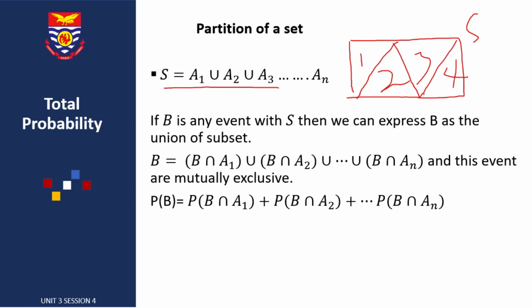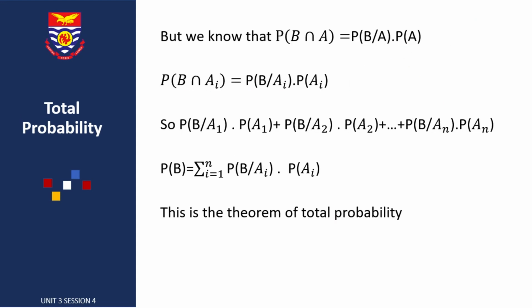When we apply probability to this, as we said earlier, the probability of B equals the probability of all this: the probability of B intersection A1 plus the probability of B intersection A2, up to the probability of B intersection An. But from conditional probability, we know that the probability of B intersection A gives us the probability of B given A times the probability of A, with the multiplication law in mind.